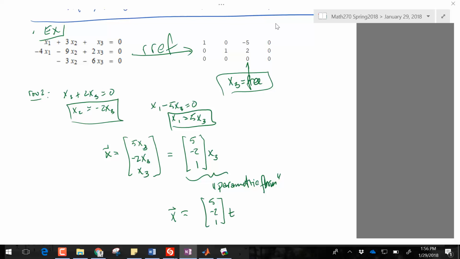It's a free variable. Okay. So parametric form. Sometimes they call it vector form, but this vector over here is the important vector that you want to look at. So what you're saying is that the solution is spanned by this vector.